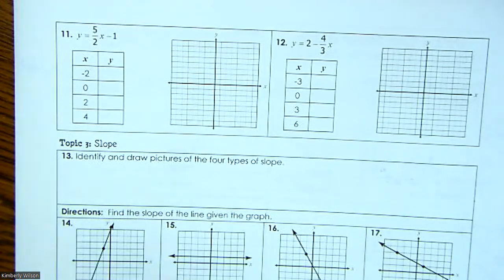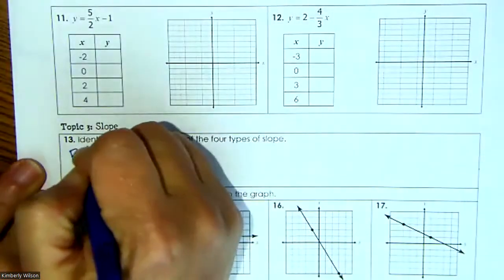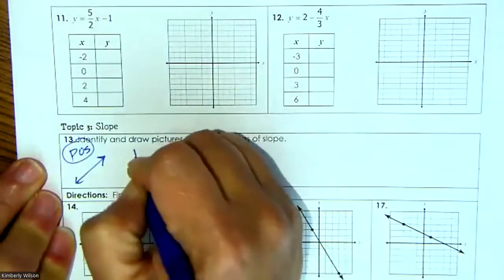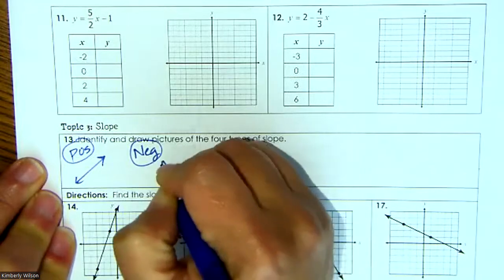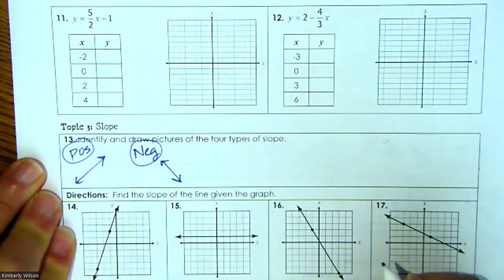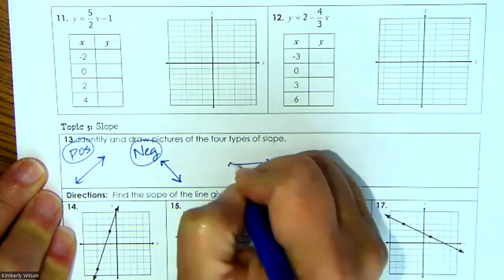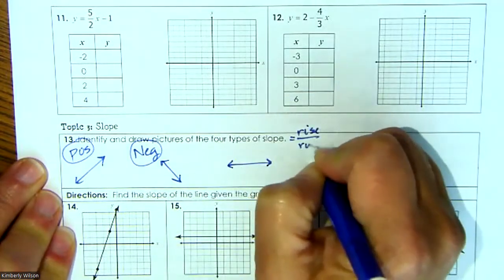Number 13, where we're talking about the 4 different types of slope. We have positive, which goes uphill. We have negative, which goes downhill. We have, you might remember, horizontal. And remember, slope is rise over run.